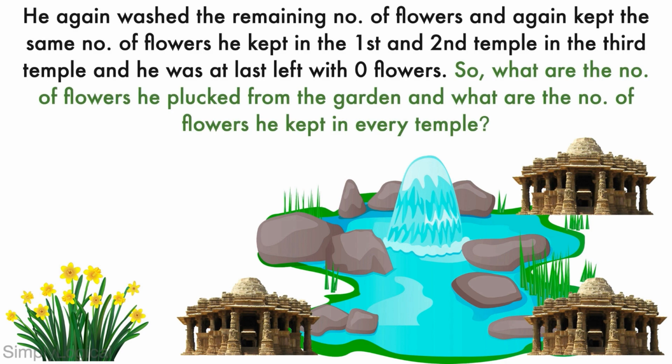He again washed the remaining number of flowers and again kept the same number of flowers he kept in the first and second temple in the third temple, and he was at last left with 0 flowers. So what is the number of flowers he plucked from the garden, and what is the number of flowers he kept in every temple? This is a popular interview puzzle asked in several job interviews. Feel free to pause the video and give it a try before checking the solution.